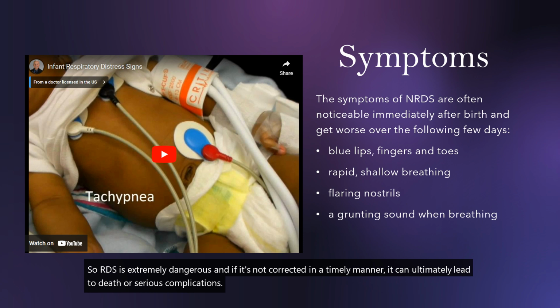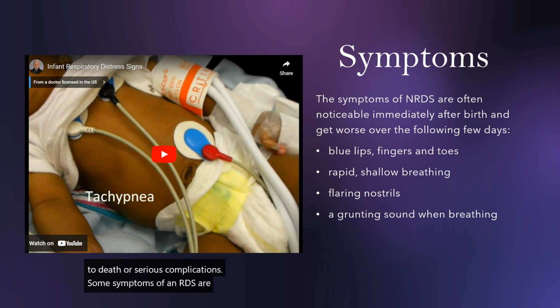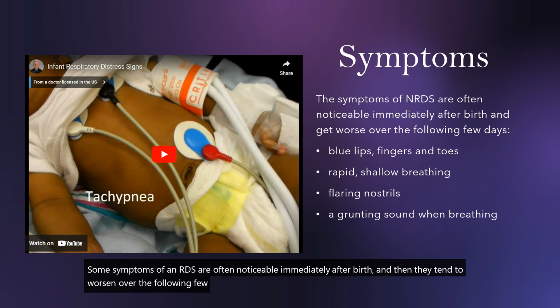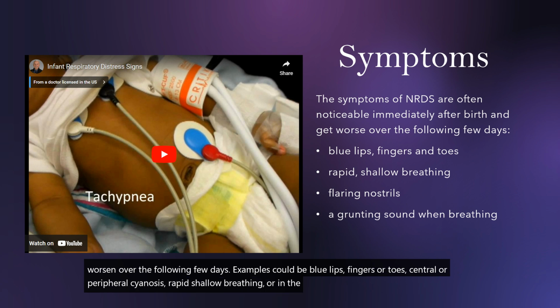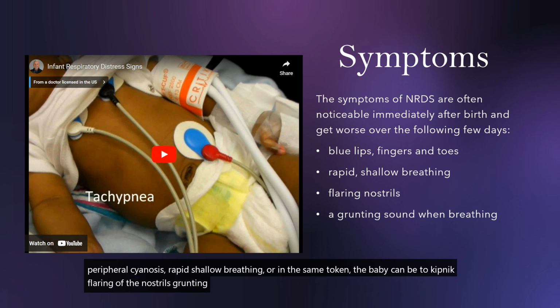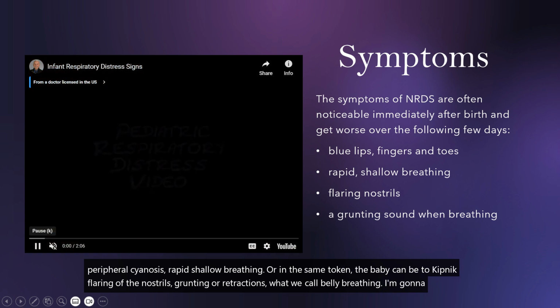Some symptoms of an RDS are often noticeable immediately after birth, and they tend to worsen over the following few days. Examples could be blue lips, fingers or toes, central or peripheral cyanosis, rapid shallow breathing, or the baby can be tachypneic, with flaring of the nostrils, grunting, or retractions, what we call belly breathing. I'm going to show this quick video right here.